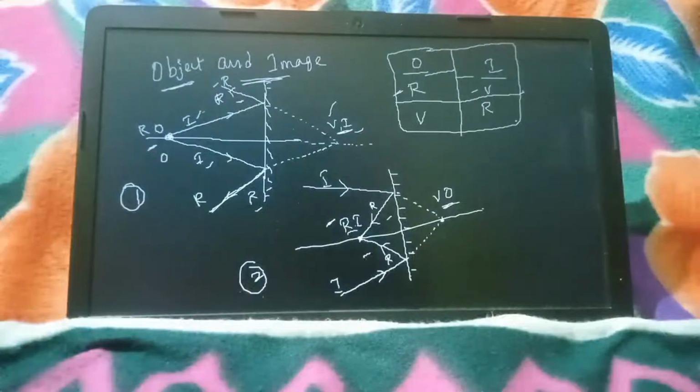Meanwhile, if you want to note down, you can note down. Then we go for plane mirror characteristics. Until this one, we'll end this class today. Next one we'll go with the plane mirror.